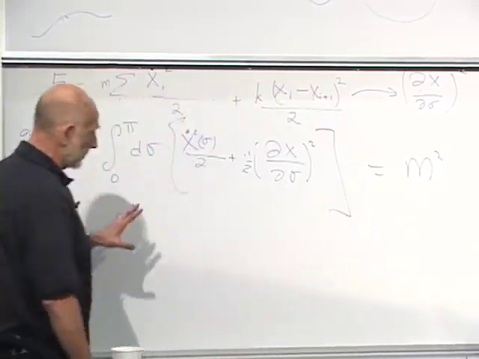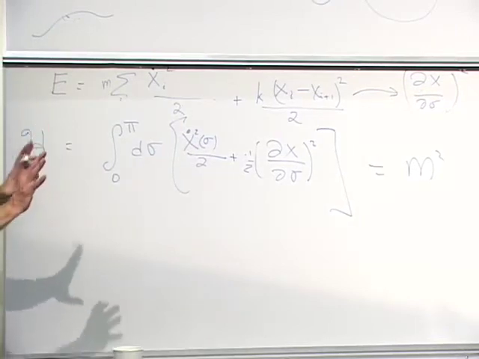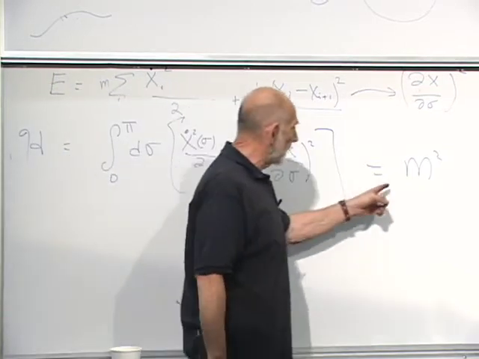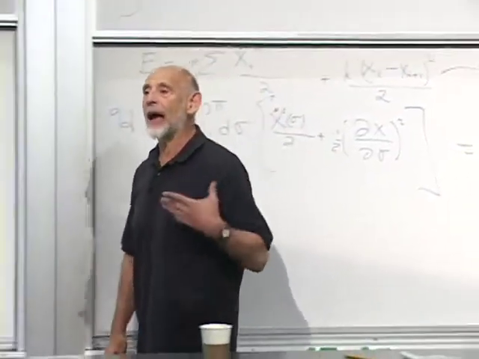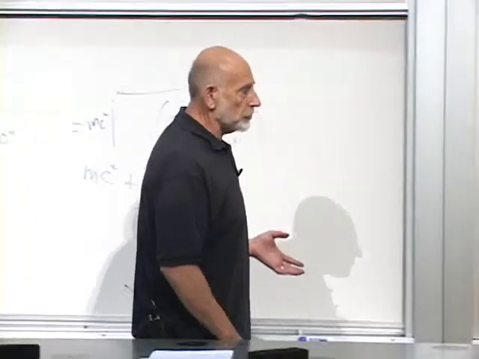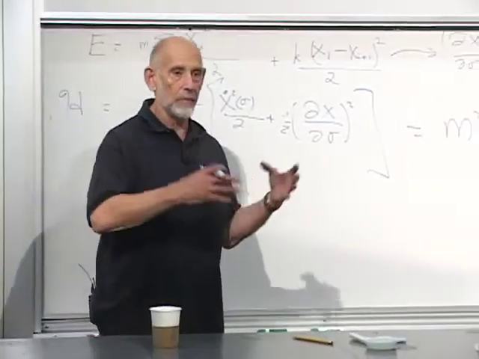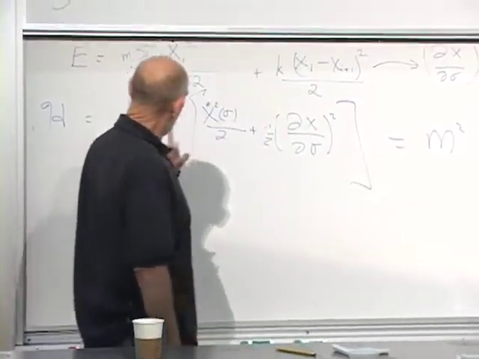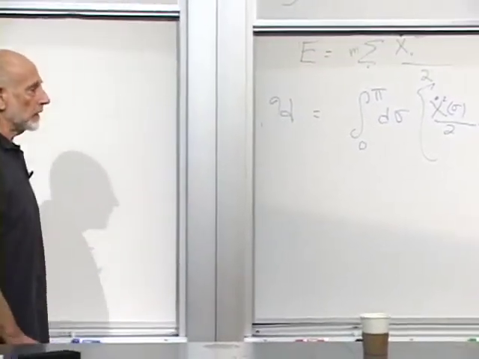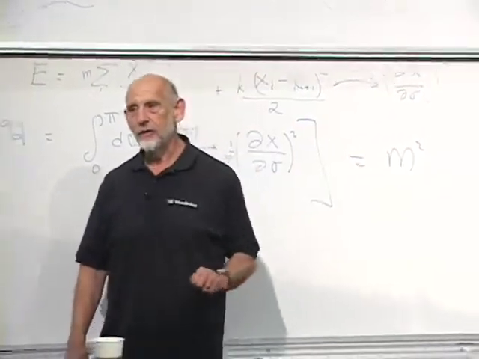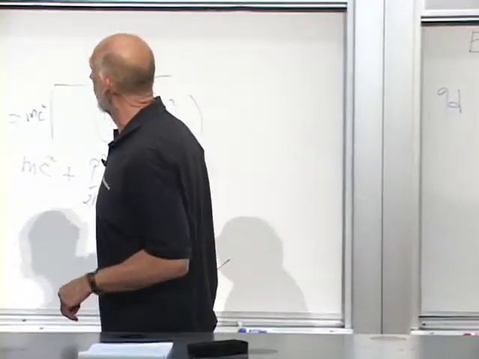So for a string at rest, think of a string which has no motion in the XY plane. All it's doing is vibrating and it has internal energy. That internal energy has to be identified with the square of the mass of the entire assembly of constituents of the string. If the constituents of the string are adding up to something that we want to call a particle, then that particle has a mass squared, which is the sum of all of the internal energies inside the particle. Now, this is an interesting fact. We get mass squared for the energy of a particle in this framework.